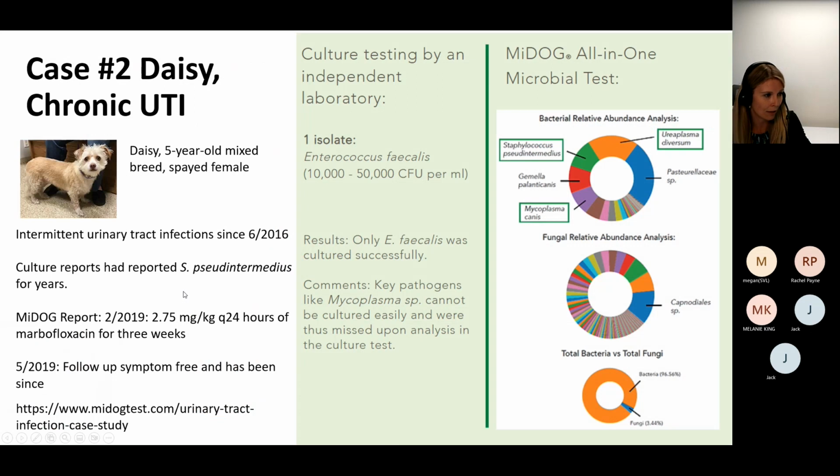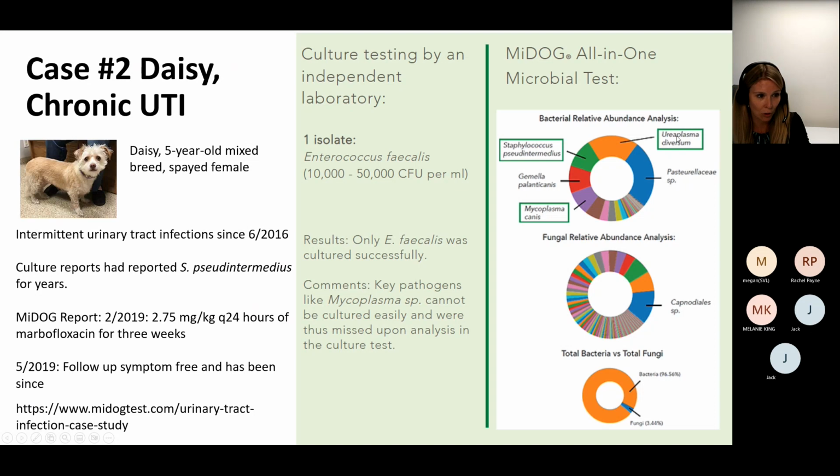Daisy had been suffering from urinary infections since 2016. Her owner did agree to culture testing repeatedly. It either came back negative or with Staphylococcus pseudointermedius, so her vet was treating her based on that. And then we finally were able to get a sample from her that was both submitted for culture testing and MiDOG at the same time. Culture that time came back with an Enterococcus faecalis versus MiDOG came back with Staphylococcus pseudointermedius, Ureaplasma, and Mycoplasma canis.